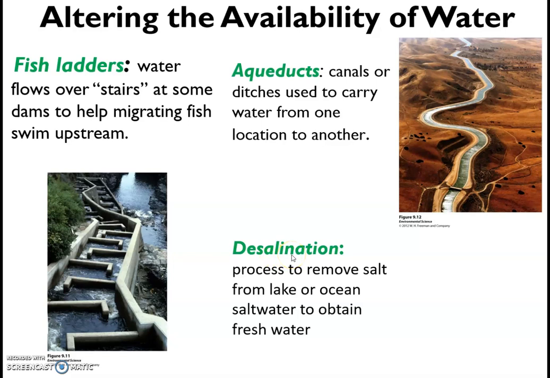You can remember the term desalination because S-A-L-I-N is like the word saline, which is salt. For example, the salt water or the saline that you use for contact lenses. A third way of altering the availability of water is through something called fish ladders.